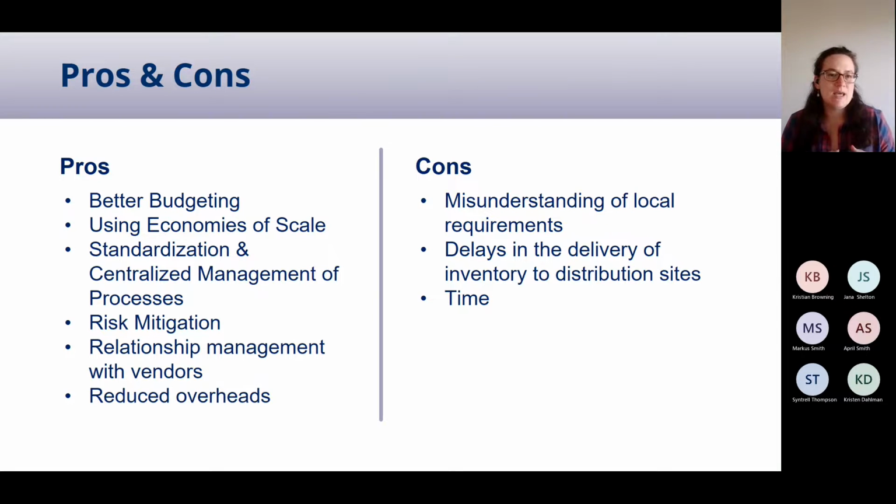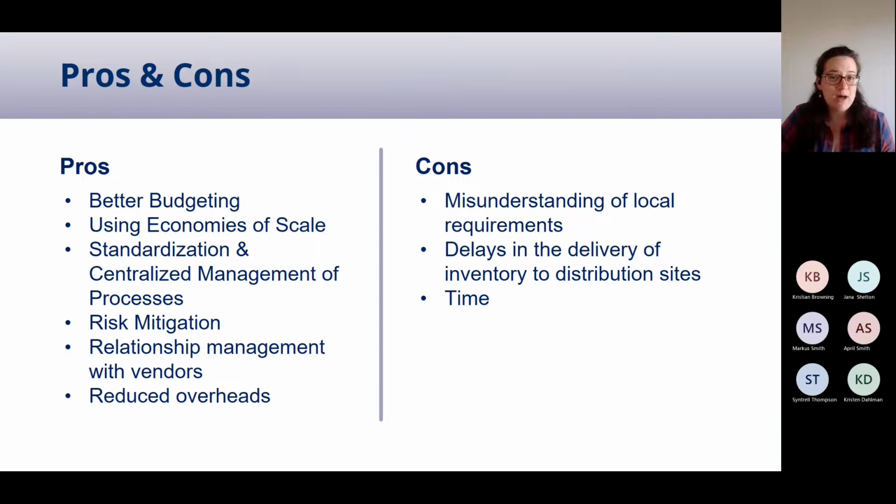Additionally, you do tend to see increased relationship management with vendors because you have one organization that's really owning those relationships and working with them on a daily, weekly, et cetera basis. And then finally, you do tend to see a reduction in overheads and staffing costs because you have procurement centralized in one department or one agency, as opposed to multiple agencies having their own procurement departments that are then working on procuring diapers and other related supplies.